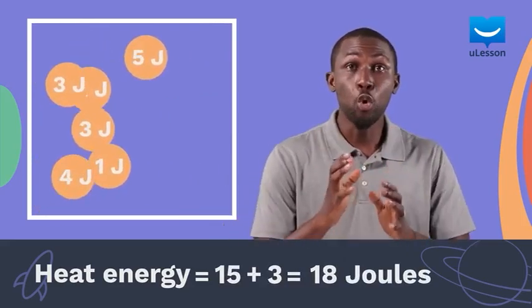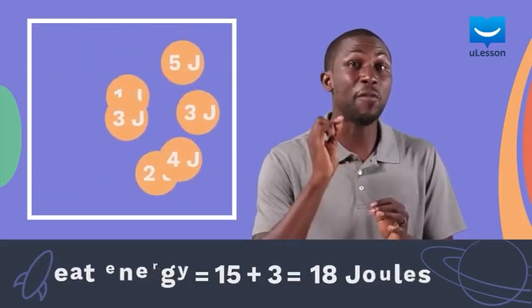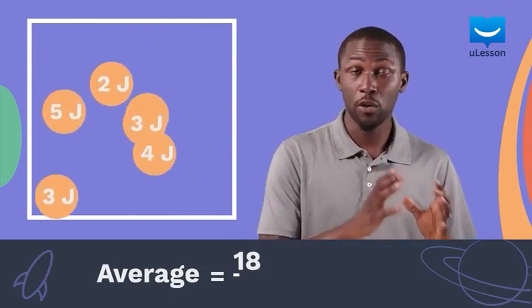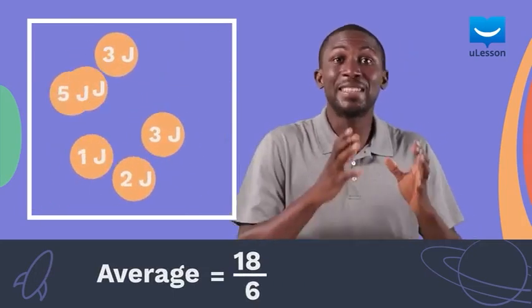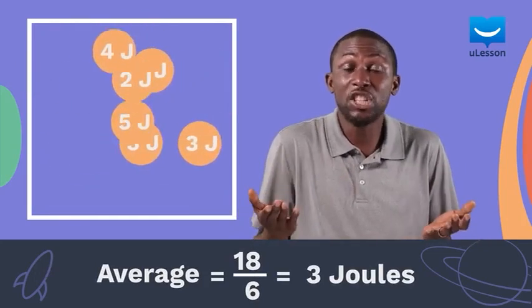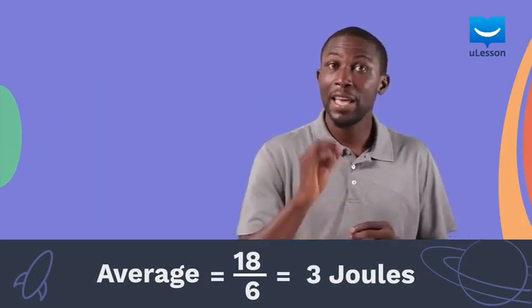But check this out. The temperature, which is what? An indication of the average kinetic energy, will now be 18 joules over 6, right? This is still equal to 3 joules, same as the average kinetic energy as we had earlier, indicating that the temperature is still the same. So, we can now say that the heat energy of an object depends on the number of molecules, but the temperature may not.